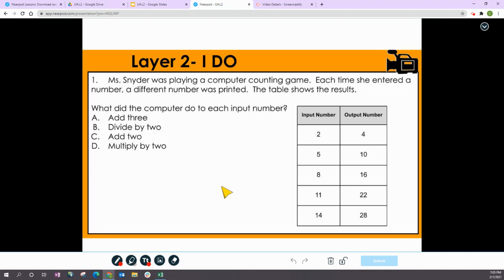Hey team, in this video, I want you to look for how I determine what operation I could use to find the rule for this input-output table.